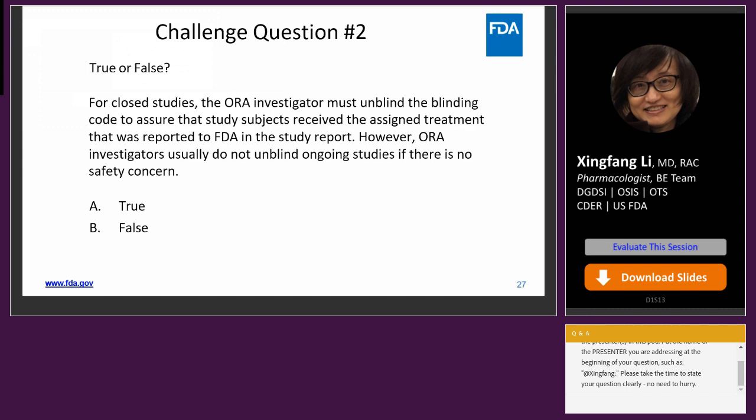The second challenge question, true or false? For closed studies, the ORA investigator must unblind the blinding code to assure the study subject received the assigned treatment that was reported to FDA in the study report. However, ORA investigators usually do not unblind ongoing studies if there is no safety concern. True or false, two answers. I'll give you 5 seconds as well. The answer for this challenge question is true.